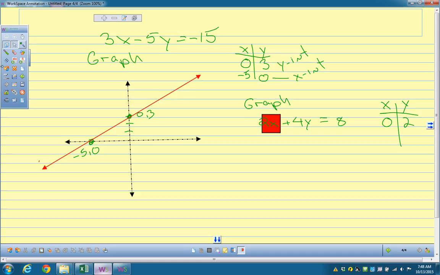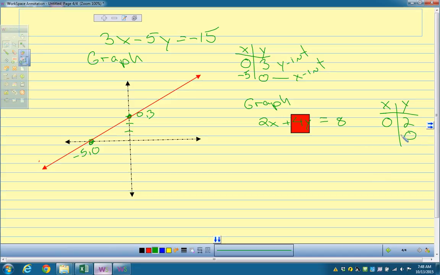So if I were to cover up my y's, when y is 0, what's x? 4. So those are my 2 intercepts, right? So I could graph them: 0, 2, and 4, 0. And then I could graph pretty quickly a line through those 2 points, okay? Get it?